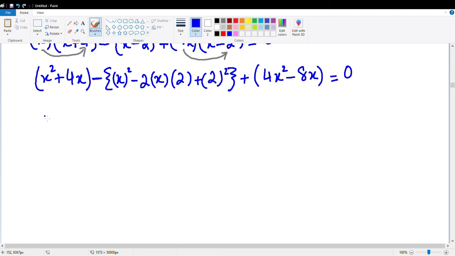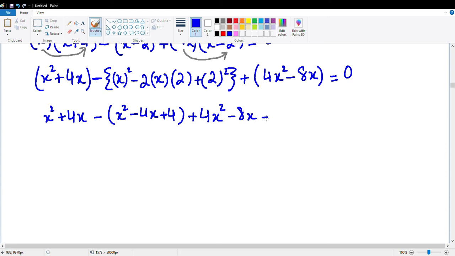Now, over here, we can just let it go like x squared plus 4x. But then there's still a minus over here. And for these, we're still going to need to keep them in the bracket one more time, because we need to multiply the minus to each of these. So we have x squared, and we'll get x squared minus 4x plus 4, because 2 2's are 4, and 4 into x is 4x. Plus 4x squared minus 8x equals 0.